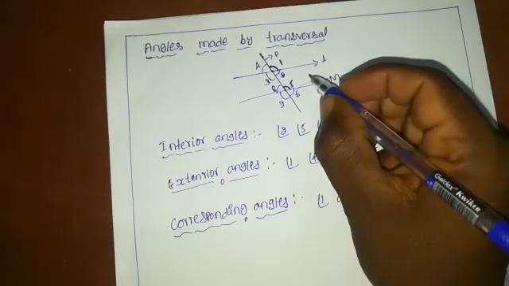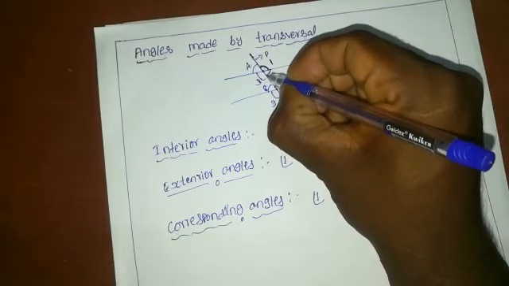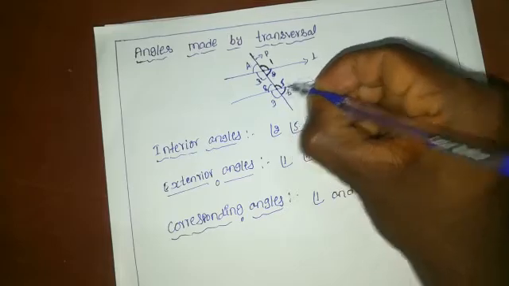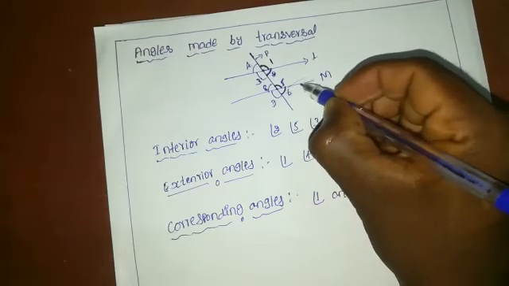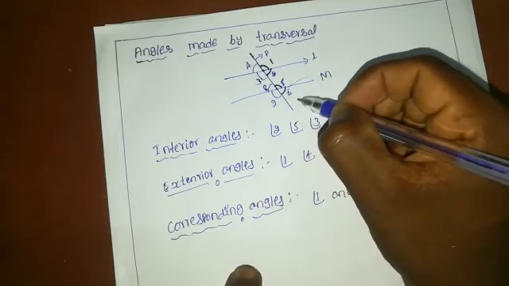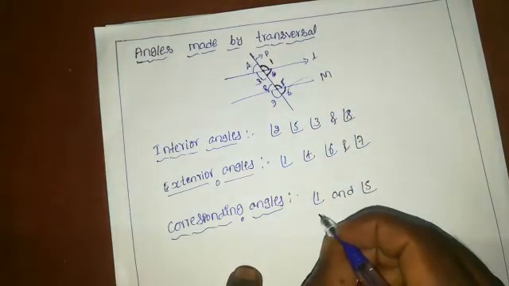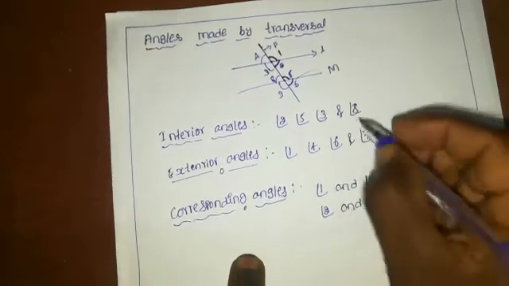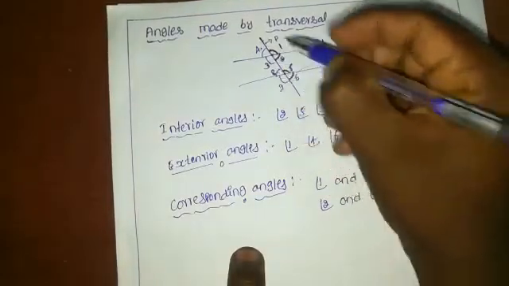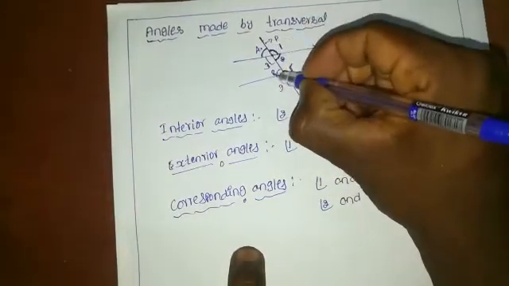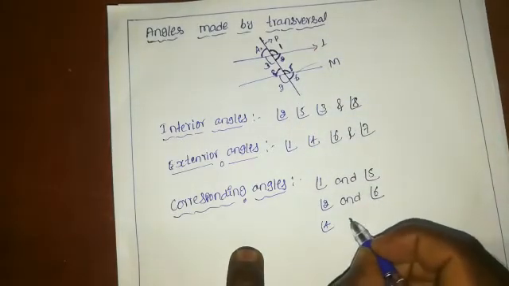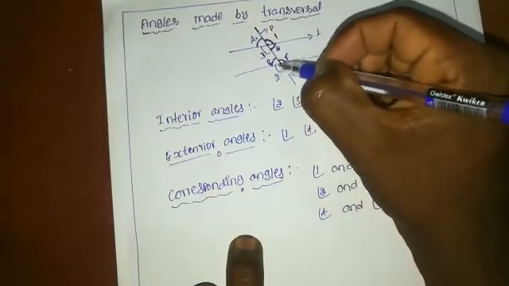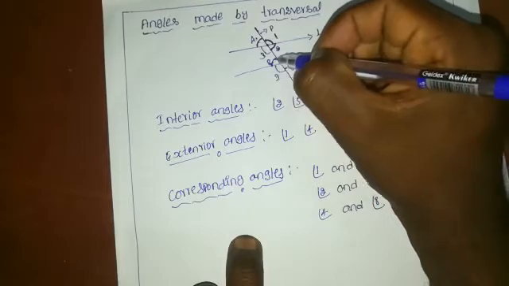Just observe here angle 2 and angle 6. These angles are present on the same side of the transversal, so these two angles are also corresponding angles. Like this, angle 4 and angle 8. These two are corresponding angles. Angle 4 corresponds to angle 8.